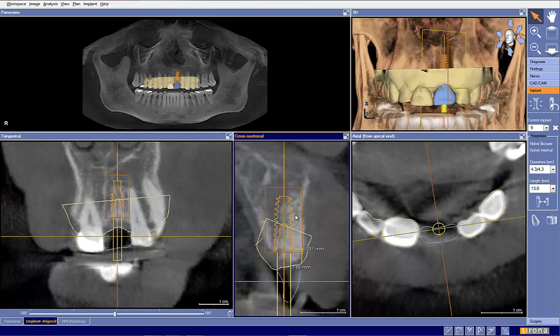What I also notice here is we have plenty of bone. We're going to have good stability. We're going to be able to immediately load this with the provisional that's taken totally out of occlusion. I see a good implant here.